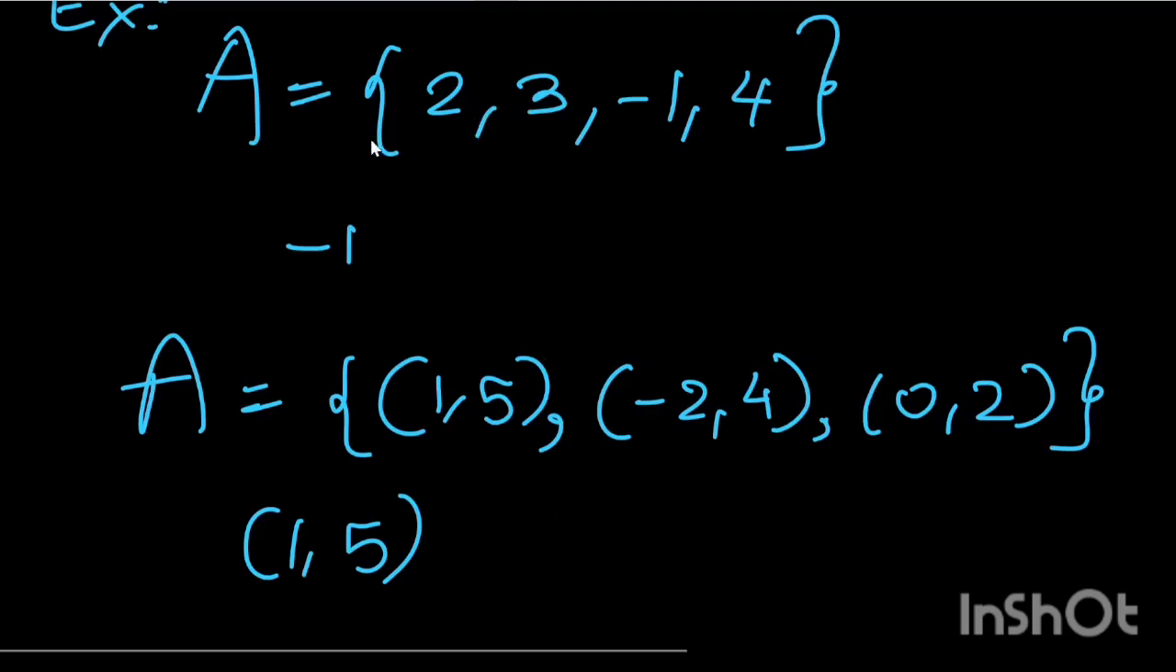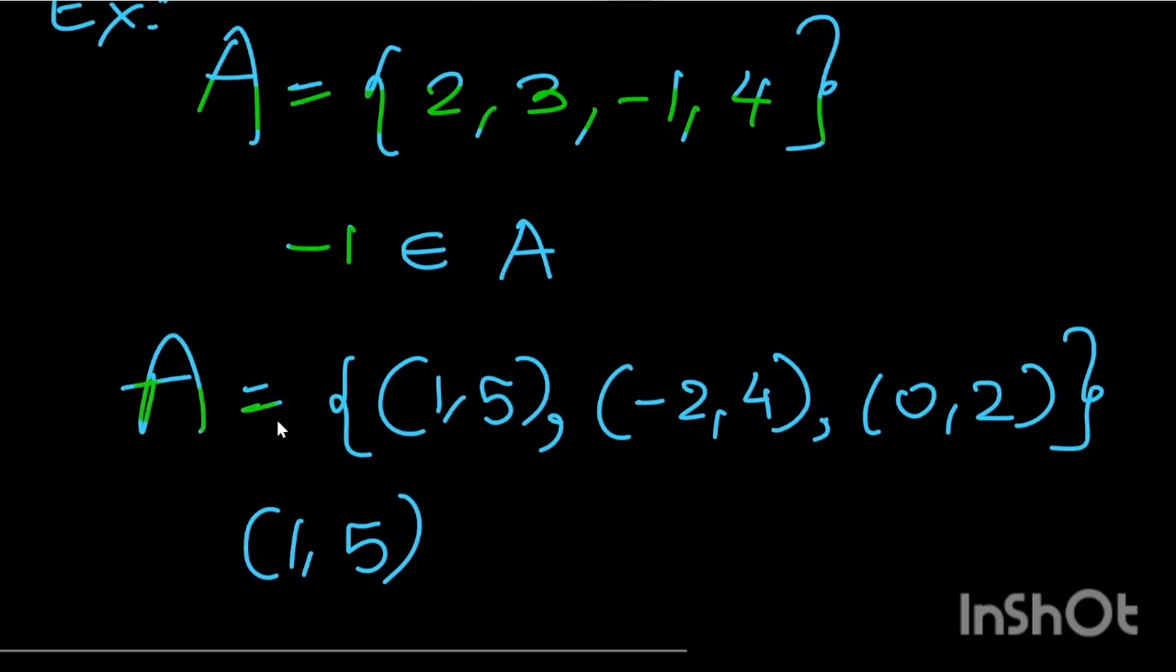So guys, let's take an example. If A is a set containing these 4 elements, 2, 3, minus 1, 4. We say that minus 1 is an element of set A. Most of the times we have seen in a set that the elements are single values, like some letters or some numbers. Now take this example.